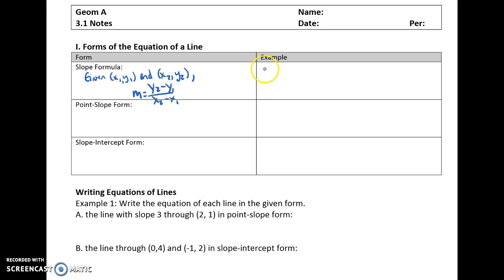So for example, if we're given 2 points like 1, 7, and 3, -2, the slope would be -2 minus 7 over 3 minus 1. And remember, you always want to reduce as much as you can, and feel free to leave it as a fraction. That's probably the best way to leave it because we might want to graph it later.